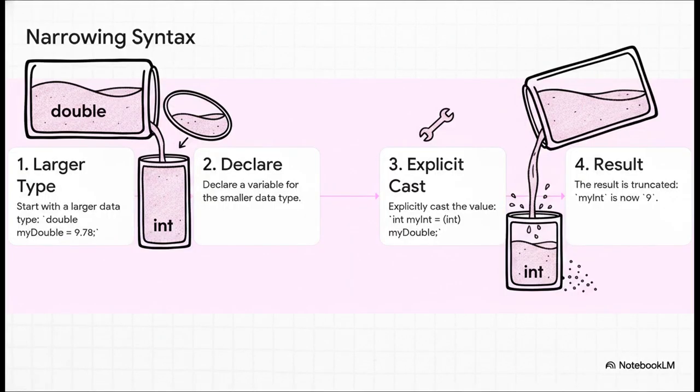So how do you actually do it? Let's look at the code. First, you start with your value in the big container, like 9.78 in a double. Then, to pour it into that smaller int container, you have to signal your intention.